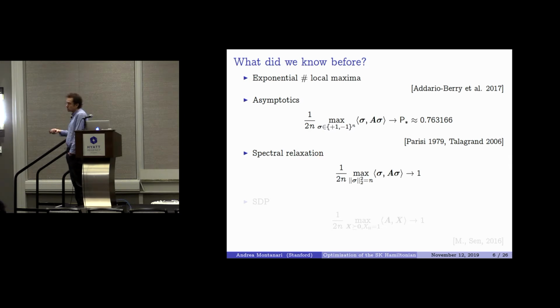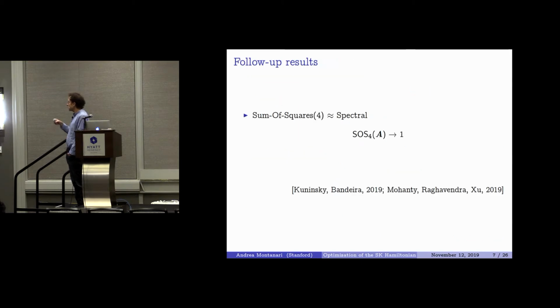25%. You say, okay, I'll try SDP. You do SDP, and SDP also converges to 1, so it doesn't get you anything better than the spectral relaxation. This we proved a couple of years ago. It's not difficult. After this paper was out, a couple of groups looked at it from the point of view of SOS4 and obtained that even SOS4 converges to 1. So SOS4 is no better than spectral. Okay? The natural conjecture is, of course, that all constant levels in the hierarchy fail. Of course, SOS is trying to solve a more difficult problem.